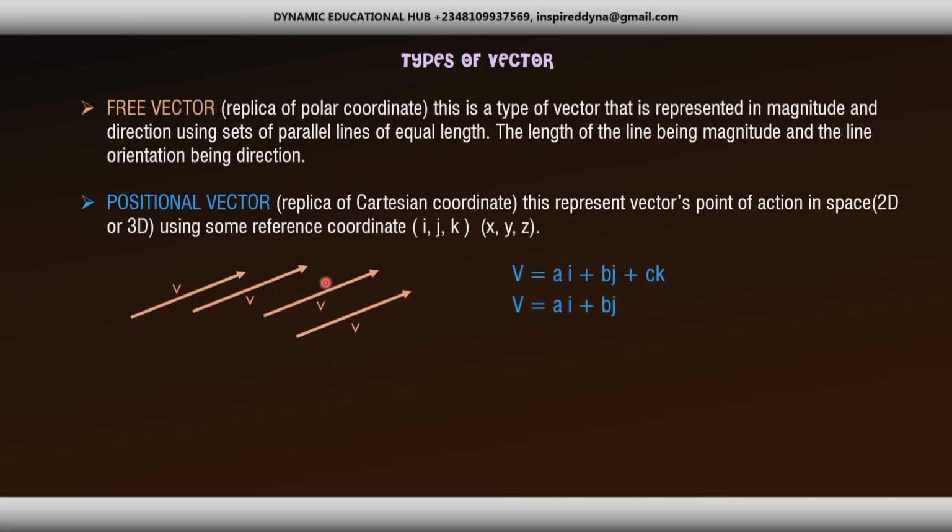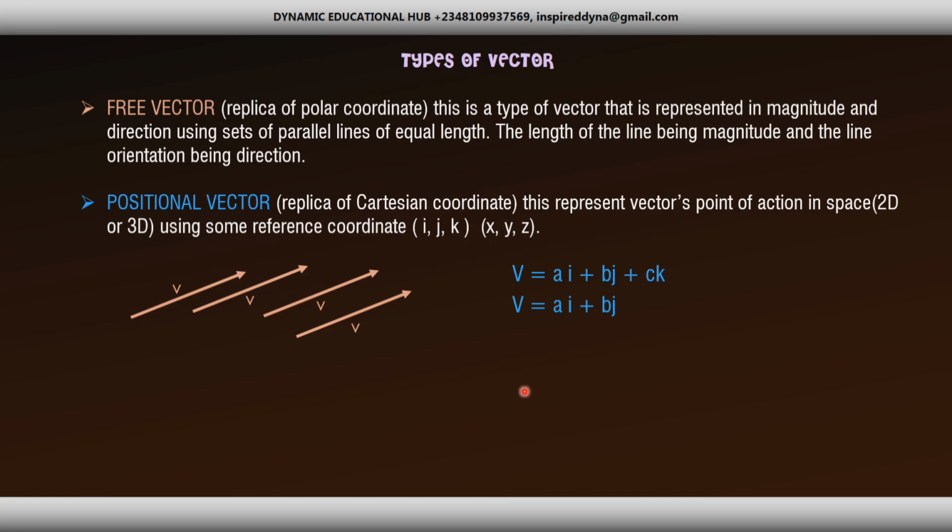To better understand that, we have this. Now for a positional vector, you are going to get something like this. Not a diagram. So you have your vector, you have a number followed by i, which means that this i is just like the x coordinate, plus or minus a number followed by j. j means y coordinate, plus a number followed by your k, the z coordinate. Now this is a positional vector.